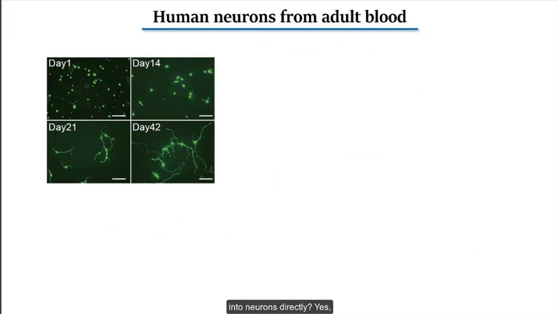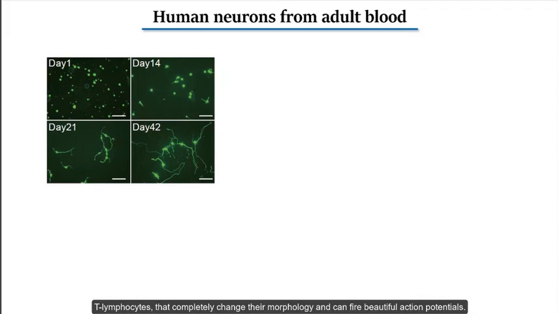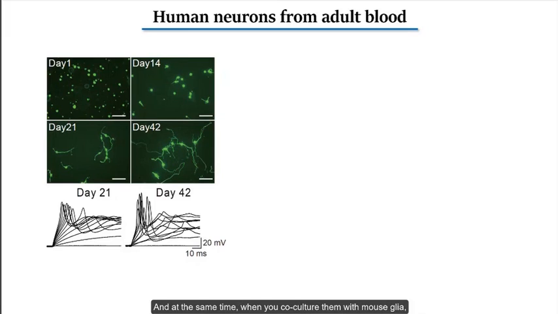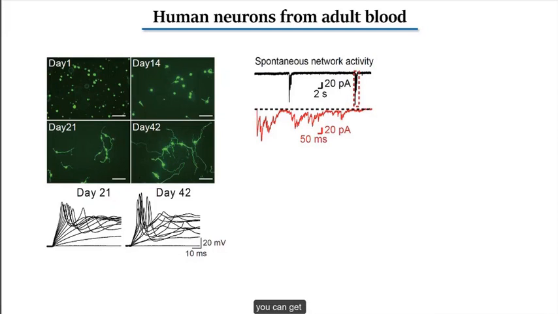So what we did is use the same type of transcription factors. It takes a little longer than fibroblasts, but after 2 weeks, after 3 weeks, and after 6 weeks you can see these cells, which are blood cells, T lymphocytes, completely changing their morphology, and they fire beautiful action potentials. And when you co-culture them with mouse glia, as Mike brought up, you can get beautiful network activity.